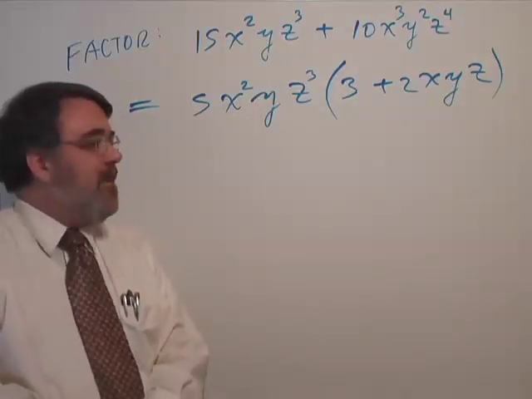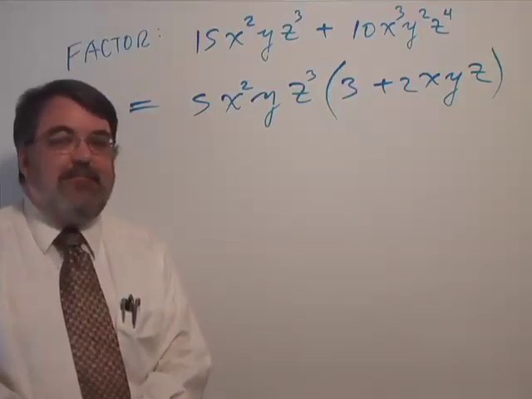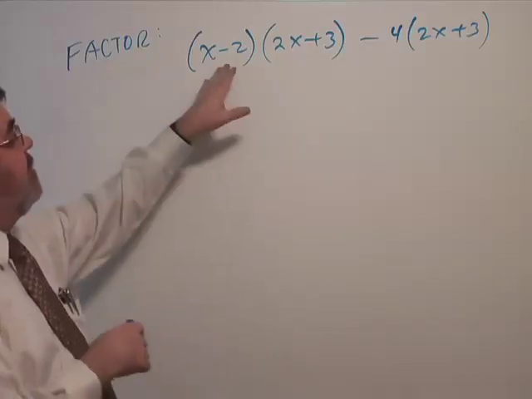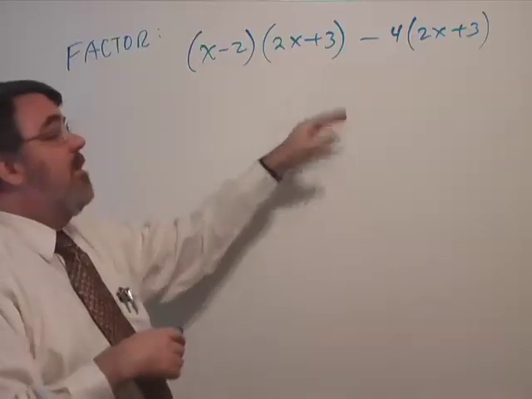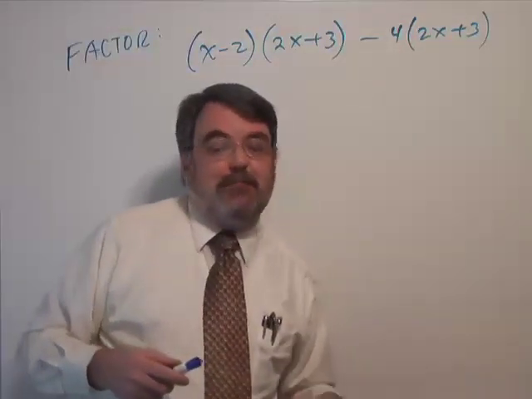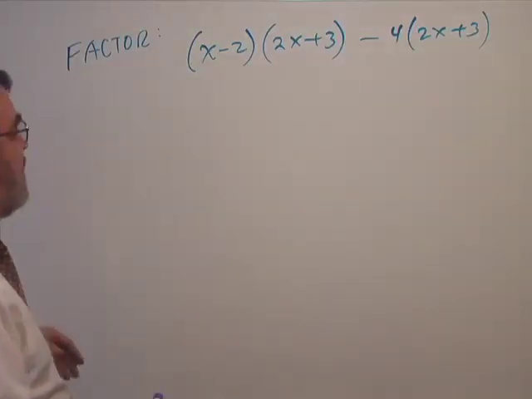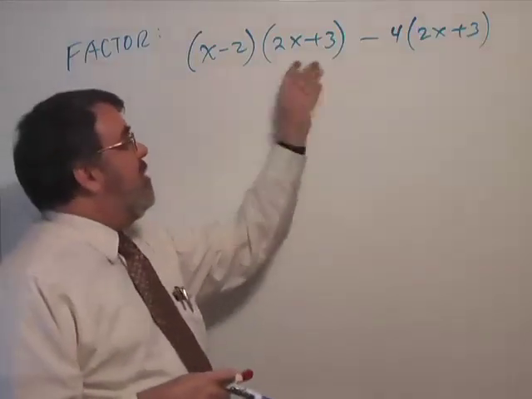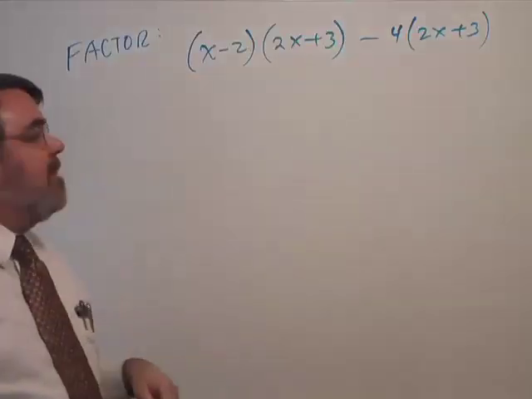And I got one more to show you. That's a little bit tricky, but I think you should see it. Here it is. Factor (x - 2)(2x + 3) - 4(2x + 3). And when you look at that, you say, well, where's the common factor? Is there one? One impulse might be to just multiply this stuff out, FOIL it out, collect all the terms together, and then deal with it.